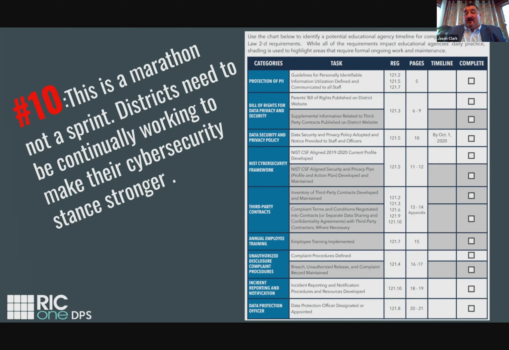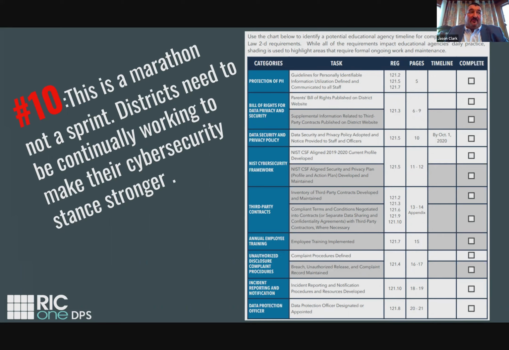I say that, and I have a column here on the right that says complete. Some of them you're going to be able to say, okay, those are complete, but I see this as being a process in place to continue to monitor. You're completing a process, not the task. So this is a marathon, not a sprint.